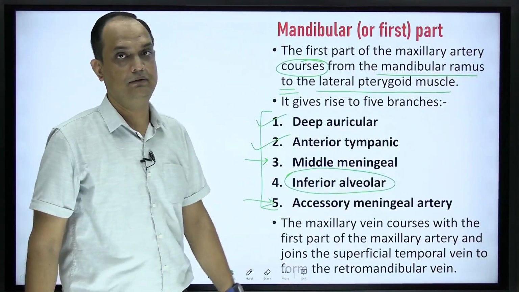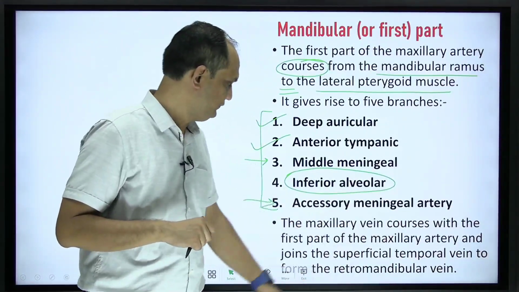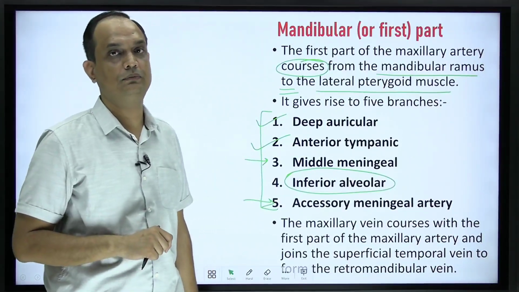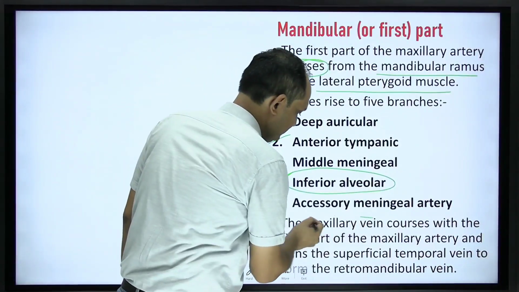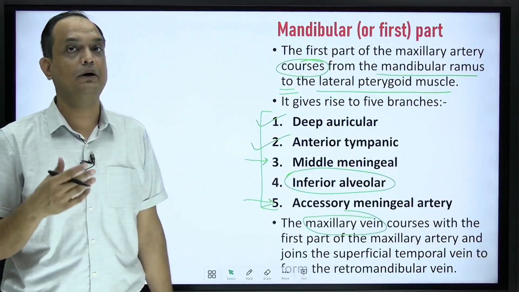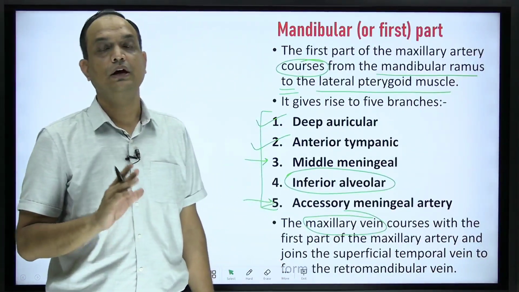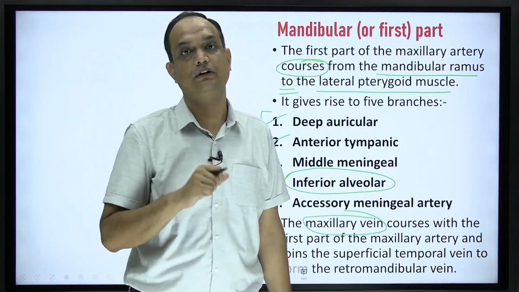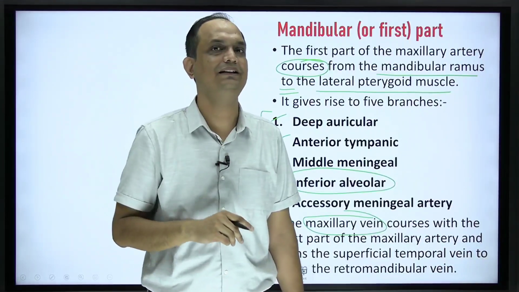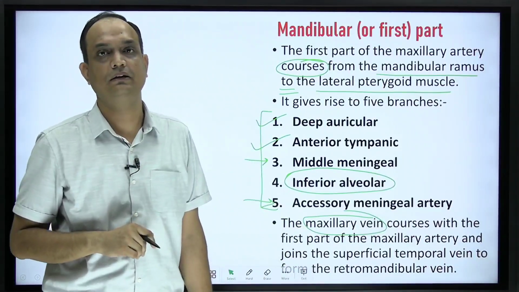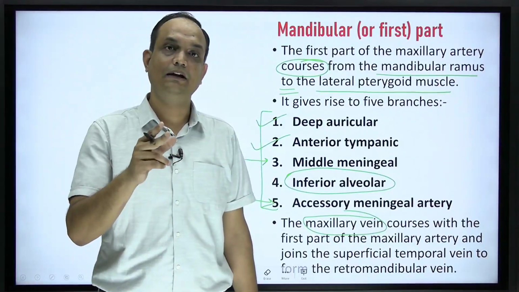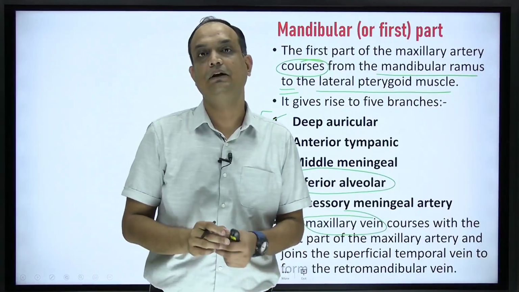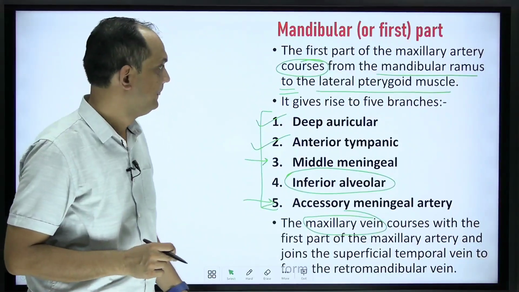Now, when you see the maxillary vein, it courses with the first part of the maxillary artery and joins with the superficial temporal vein to form the retromandibular vein. What is important to understand is that whenever we talk about arteries, we always have veins. Here, the maxillary vein is present only along with the first part of the maxillary artery. You will not find the maxillary vein along the second part. The maxillary vein is present mainly along with the third part and then the first part, and then it forms the retromandibular vein.